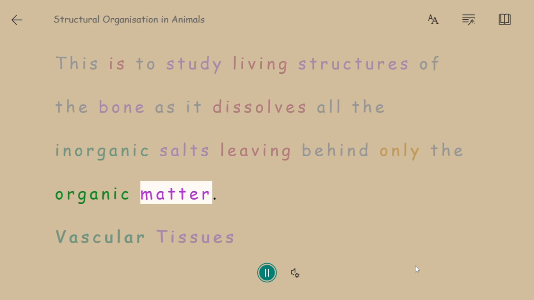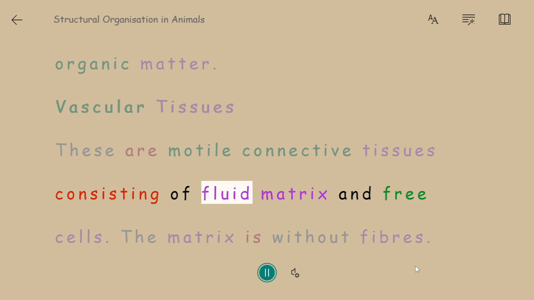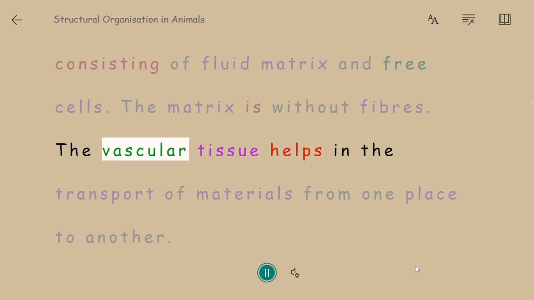Vascular tissues. These are motile connective tissues consisting of fluid matrix and free cells. The matrix is without fibers. The vascular tissue helps in the transport of materials from one place to another.